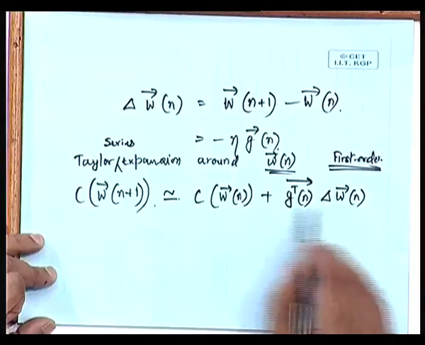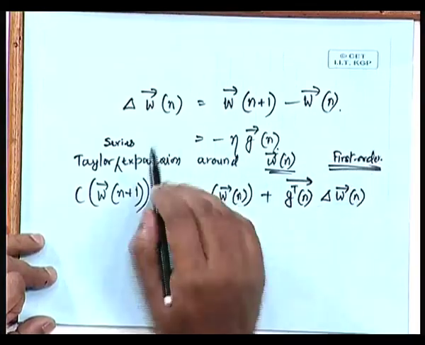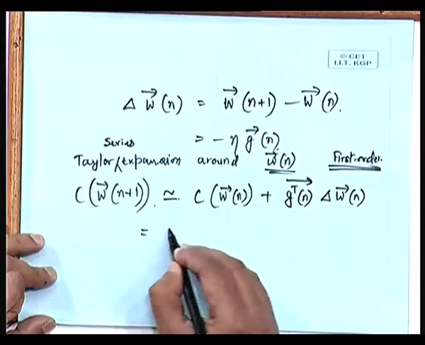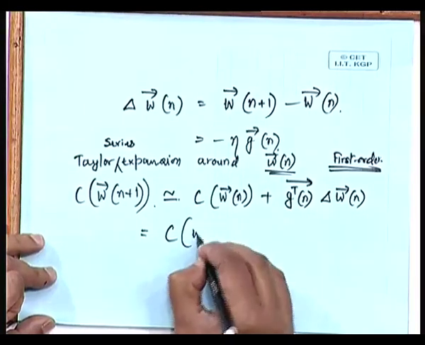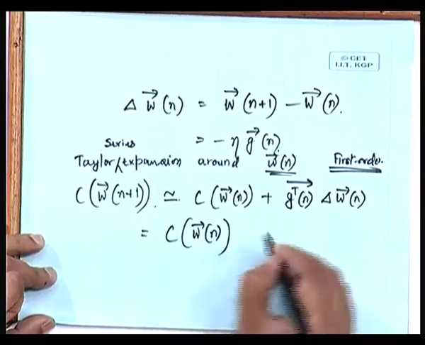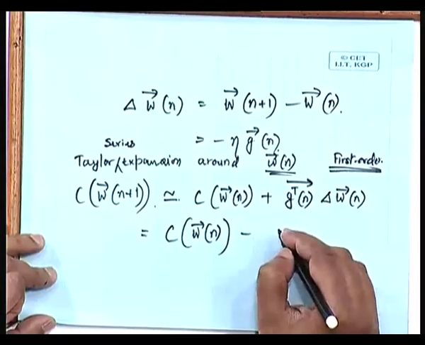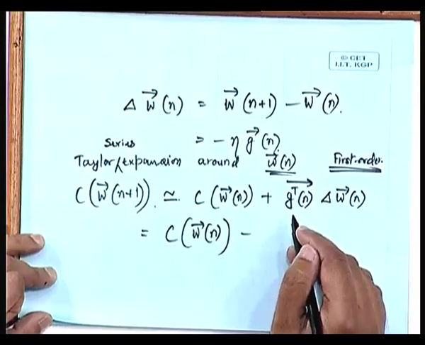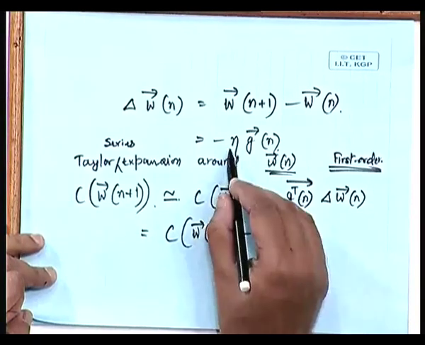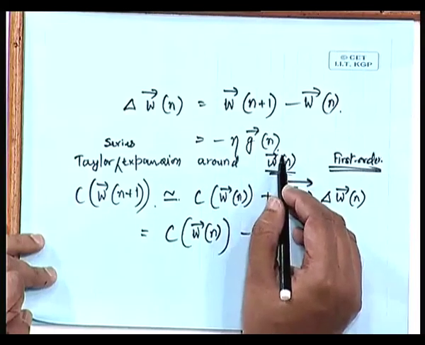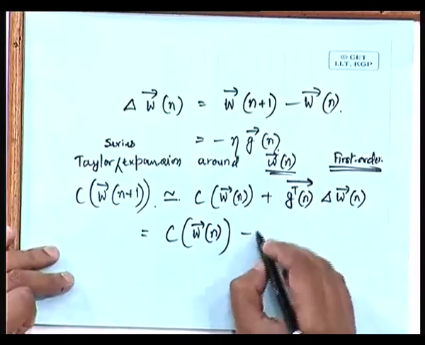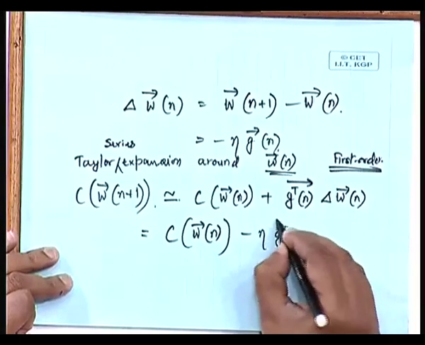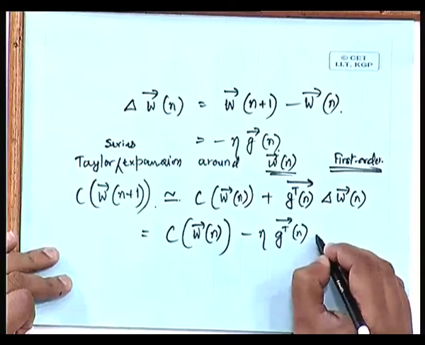This is simply what we will get by the first order Taylor series expansion, right, and this is equal to C W n minus what, because we had already got this delta W n as minus eta G n, is it not, and eta is a scalar quantity. So, eta can be taken out, and then what we have is G transpose n times G n.